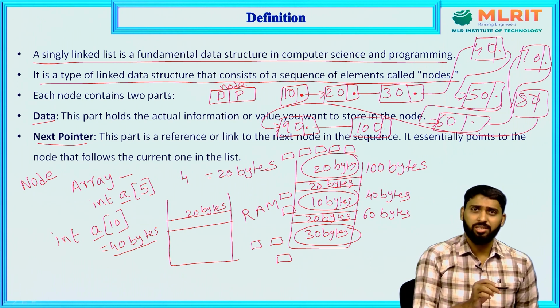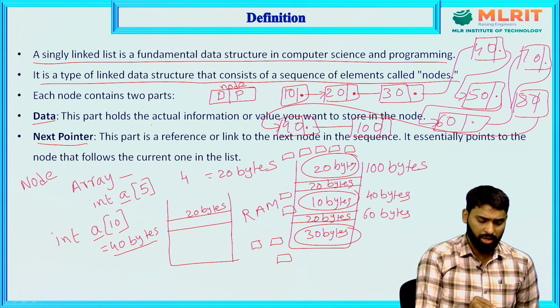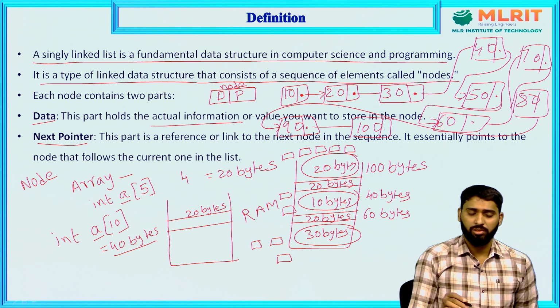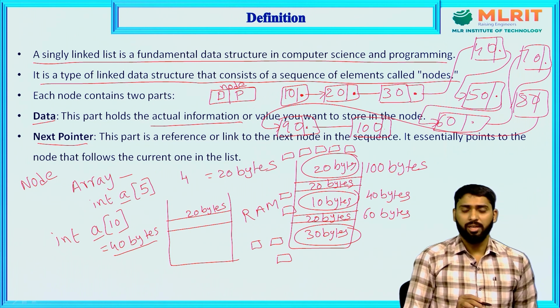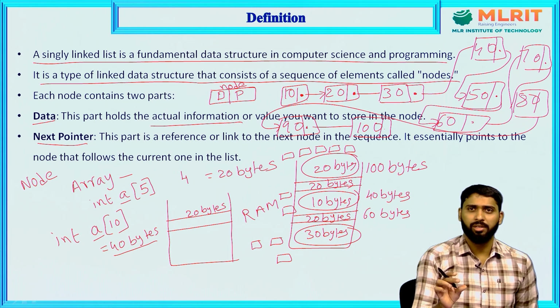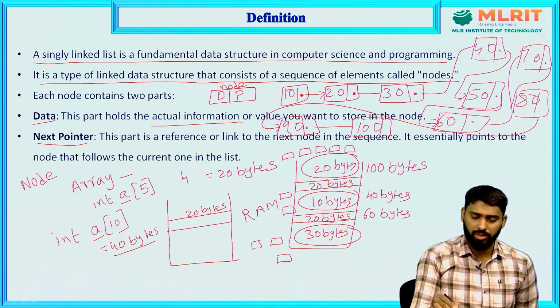Now, this data part can hold the actual information. Here the 10, 20, 30 are the actual information or values you want to store in the node. And this next pointer is the address part. For example, the address of 20 is 150. Here we are going to store 150.